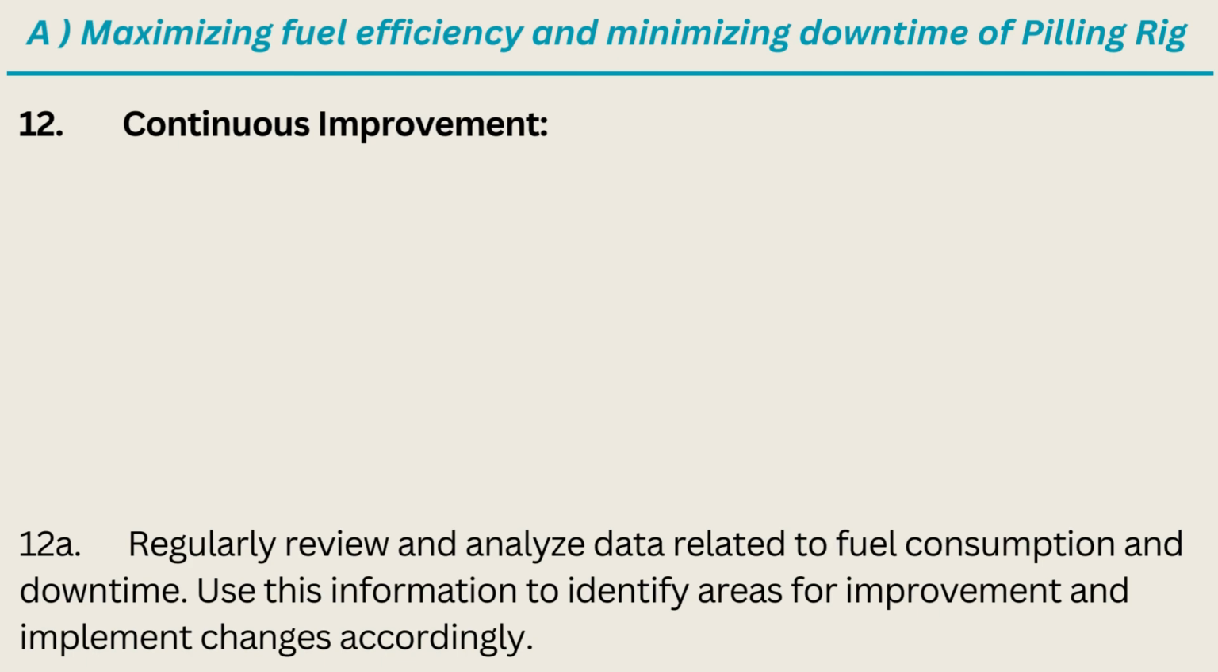12. Continuous improvement. 12A. Regularly review and analyze data related to fuel consumption and downtime. Use this information to identify areas for improvement and implement changes accordingly.